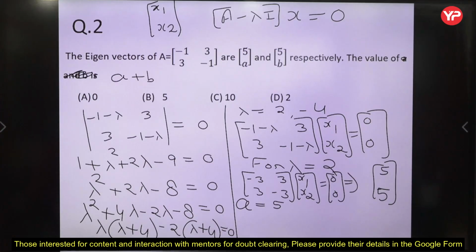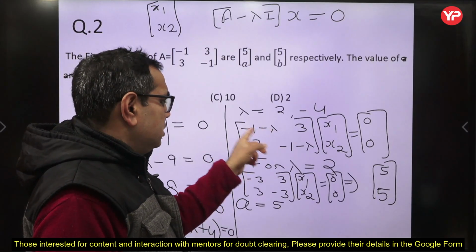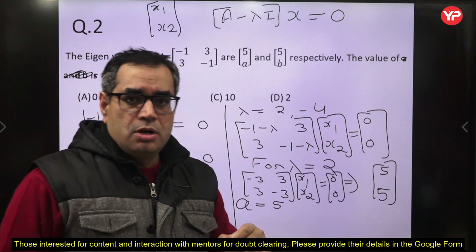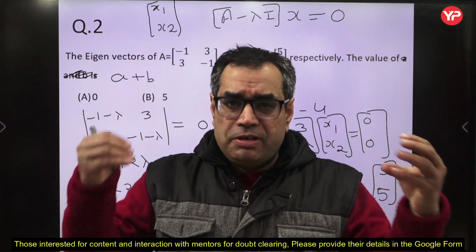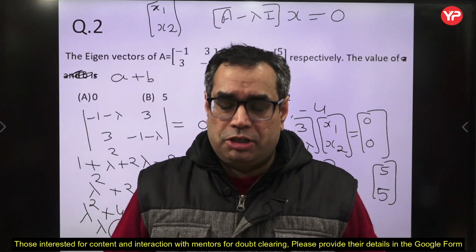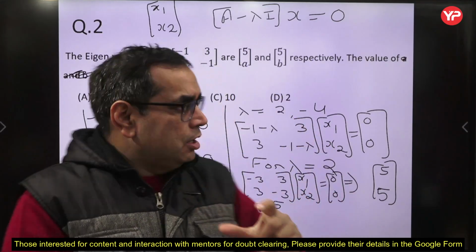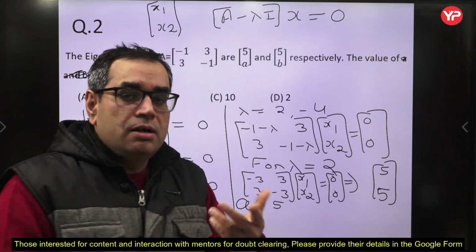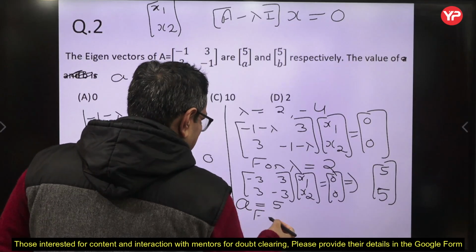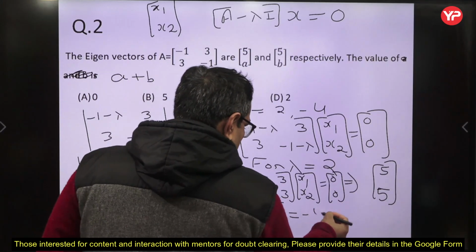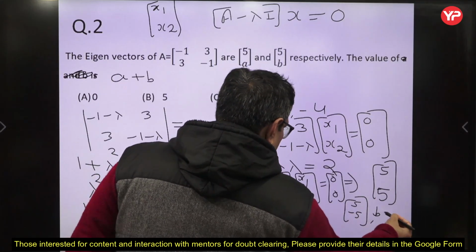And then we will put lambda equal to minus 4. On putting lambda equal to minus 4 here, it becomes 3, 3. So 3x1 + 3x2 equal to 0. So we are getting x1 equal to minus x2 in both equations. The two components are of same magnitude but opposite sign. If one component we are taking 5, another will be minus 5. So for lambda equal to minus 4, the eigenvector is [5 -5]. So on comparison, b is equal to minus 5.